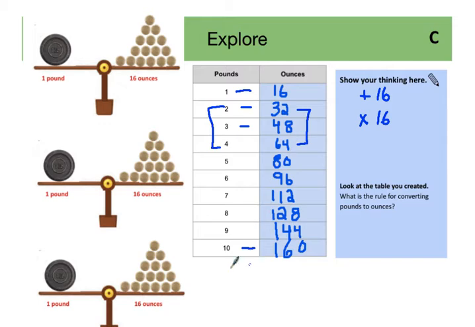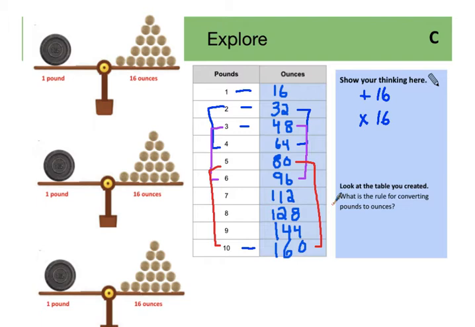Let me just change color here. And then if I look at 3 pounds, if I go ahead and double 3 pounds, it'll be 6 pounds. And if I double 48, it gives me double that, which is 96. And I notice that with 5 as well. If I double 5, which is 80, double that gives me 160. So you could also notice some rules that we can use doubling to figure out.